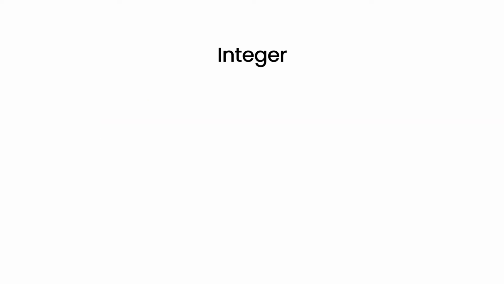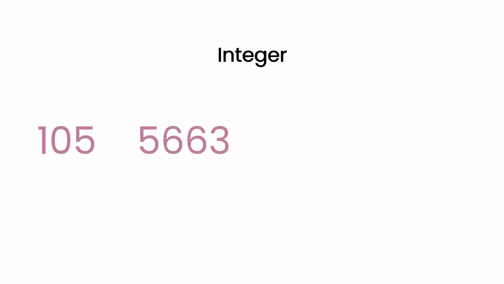We're going to make a start with integer values. These are whole numbers, so the number doesn't have a decimal place, and they can either be positive or negative and include 0. So for example, 105, 5,663, negative 2,045 and 0 are all integer numbers.